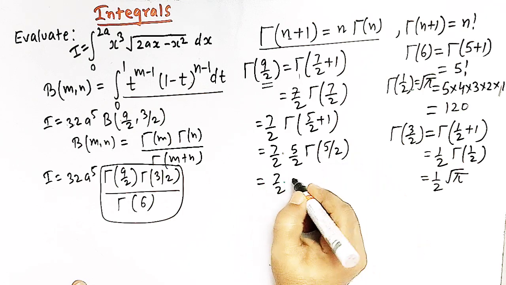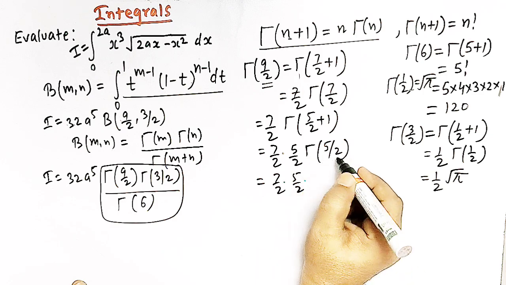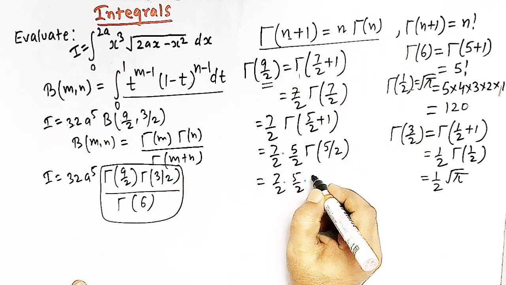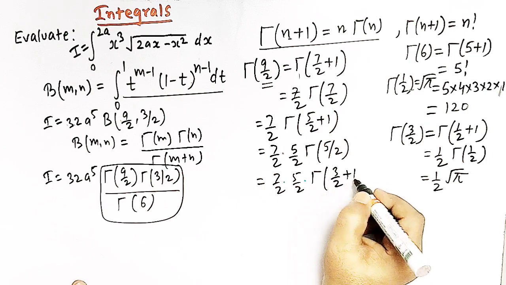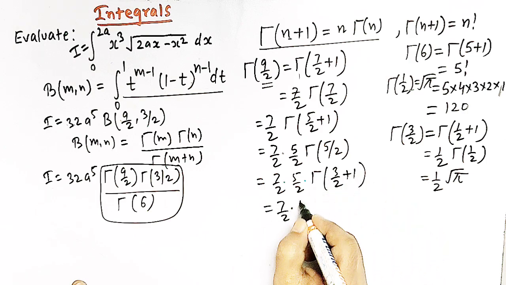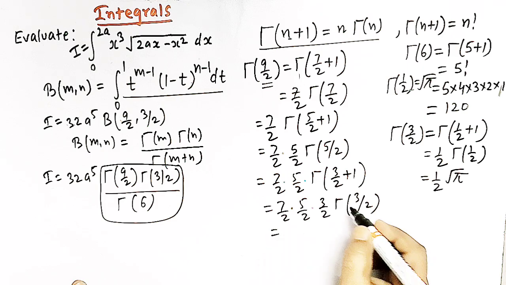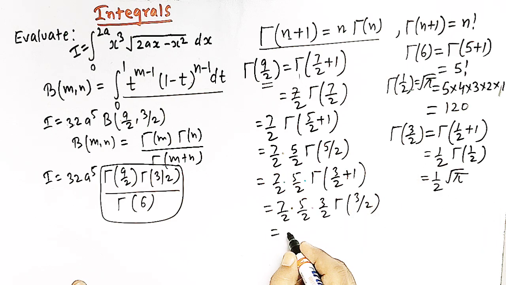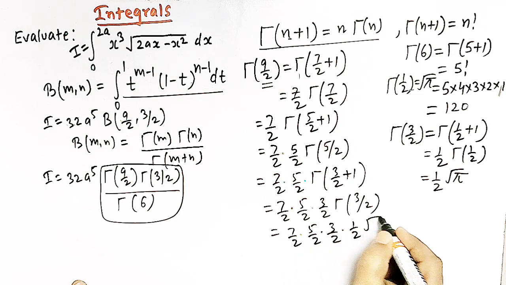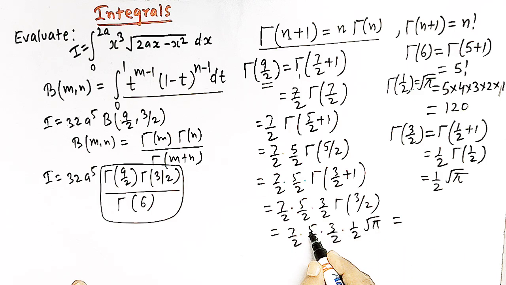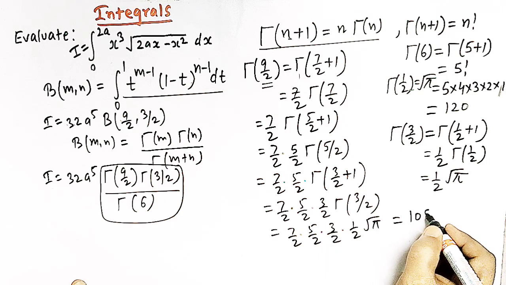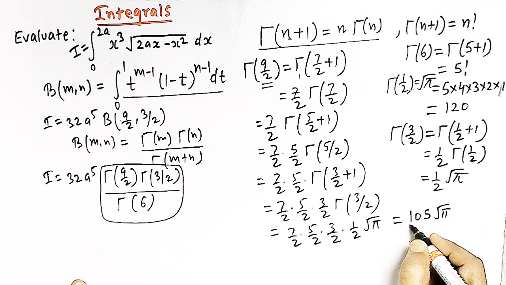So now we have 7 over 2 times 5 over 2, and gamma 5 over 2 can be obtained again by using this result. We have gamma 3 by 2 plus 1. So this is 7 over 2 times 5 over 2 times 3 by 2 times gamma 3 over 2. Now gamma 3 over 2 is half times square root of pi. So we have 7 over 2, 5 over 2, 3 over 2 and half square root of pi. So here we have 7 times 5 is 35 times 3 is 105, and here we have square root of pi divided by, this is 16, right?